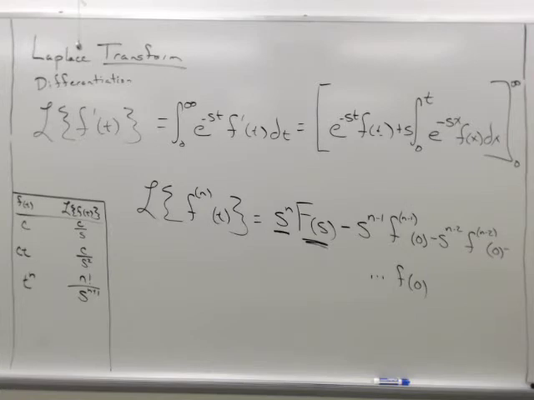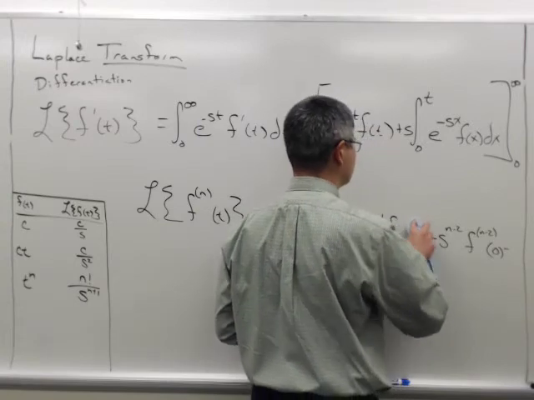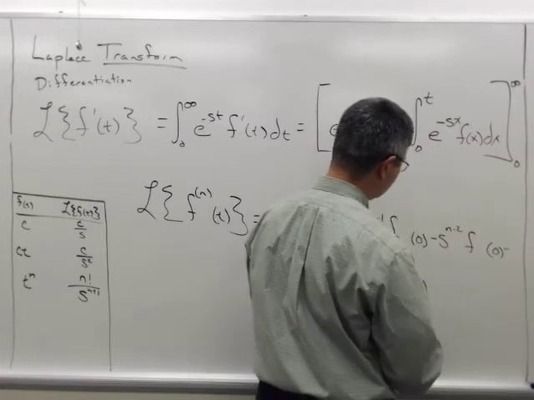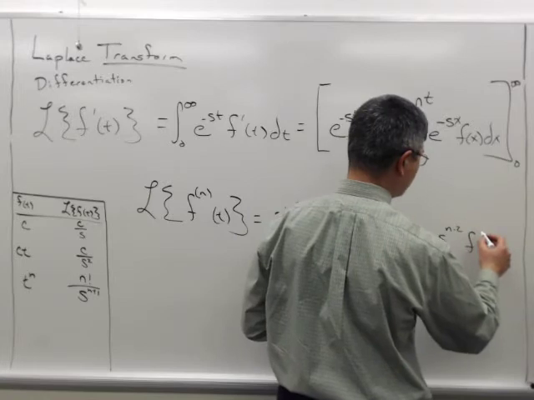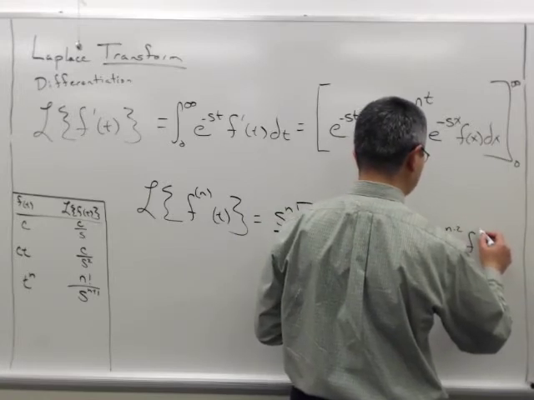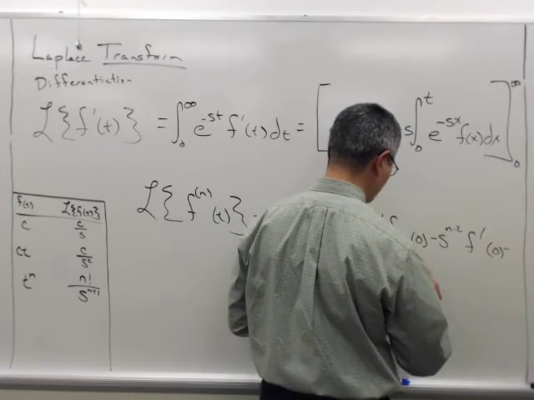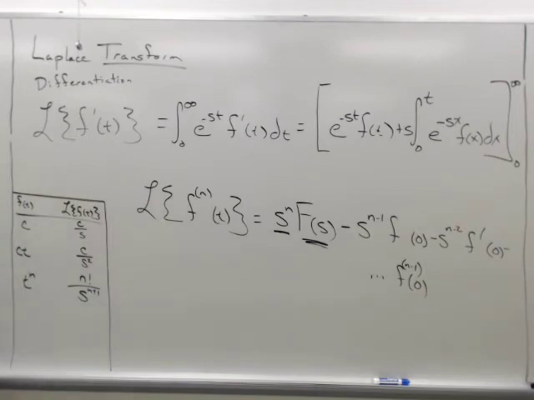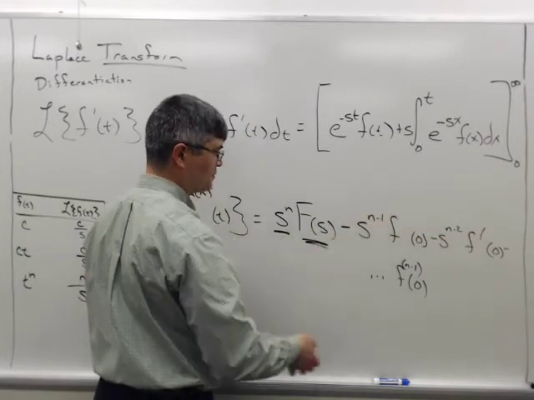Oh, I have them in the wrong order. It should be the other way around. You'll go to the table for these. So this is f to the 0, this is the first derivative, and so forth. This is the n minus 1 derivative. In any event, these are all terms that are going to come from your initial conditions when we apply this to differential equations.